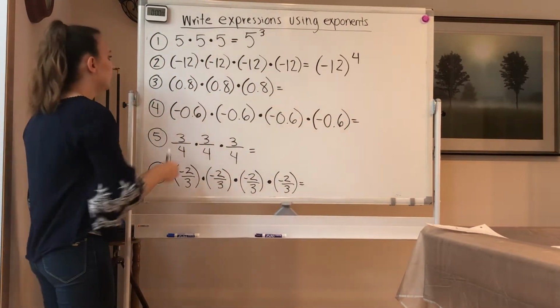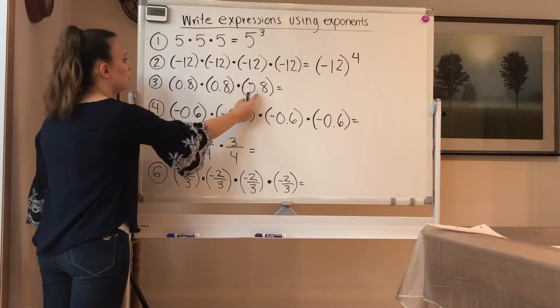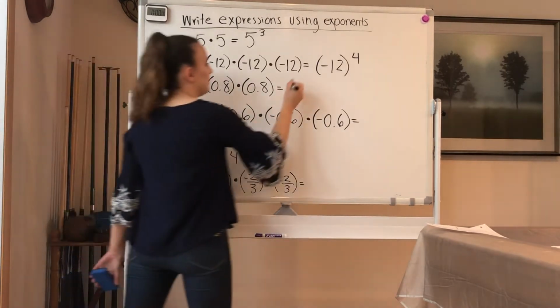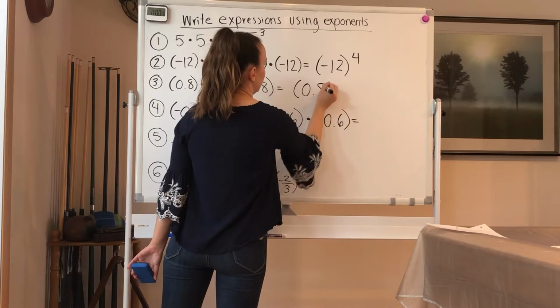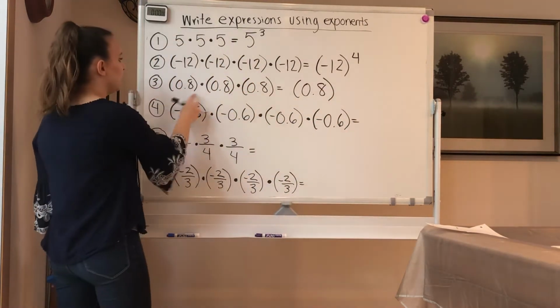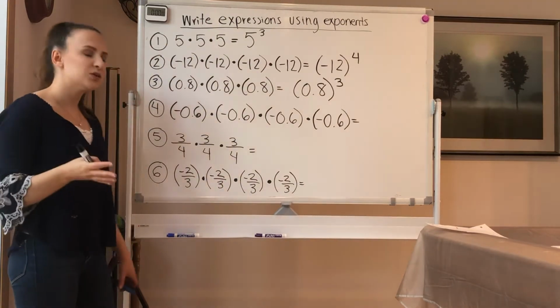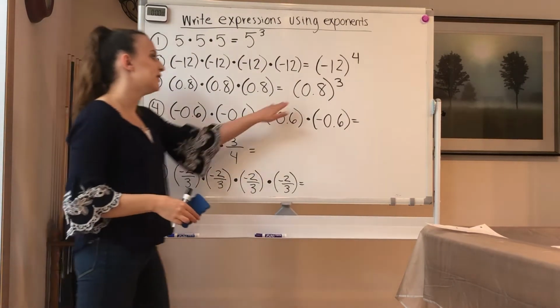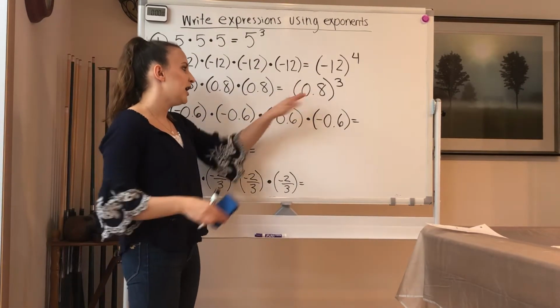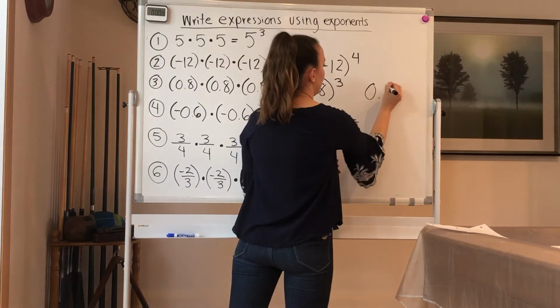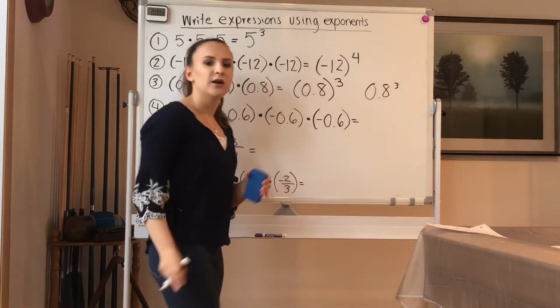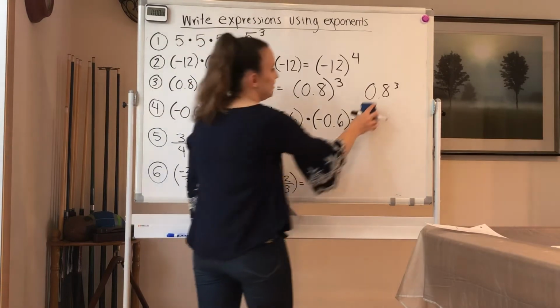Okay, next one. 0.8 times 0.8 times 0.8. My base is 0.8. And I have 1, 2, 3 of them, so 0.8 to the third. This one, you don't have to put the parentheses since we don't have a negative here. If you just did 0.8 to the third, it would be the same answer. But you can always put the parentheses to be safe.